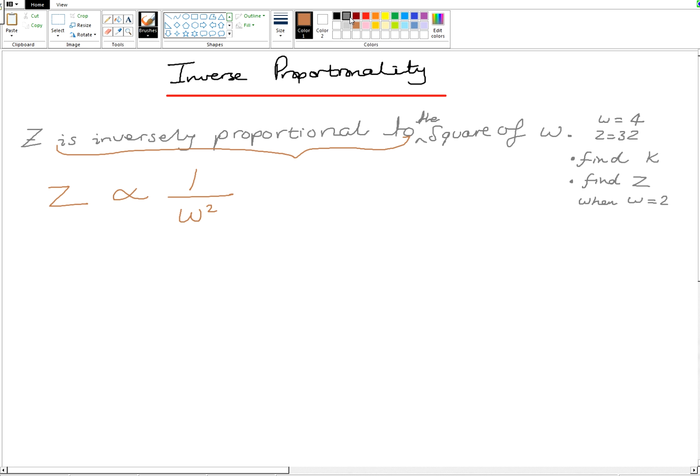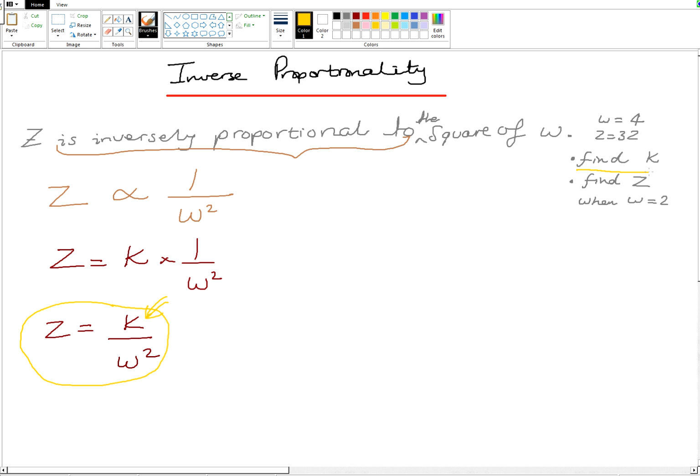Now, we said earlier that the proportionality sign is really replaced with equals K. So Z is equal to K times 1 over W squared. We can rewrite this more neatly as Z is equal to K over W squared. We call this part our general rule. Now we need to work out the value of K.